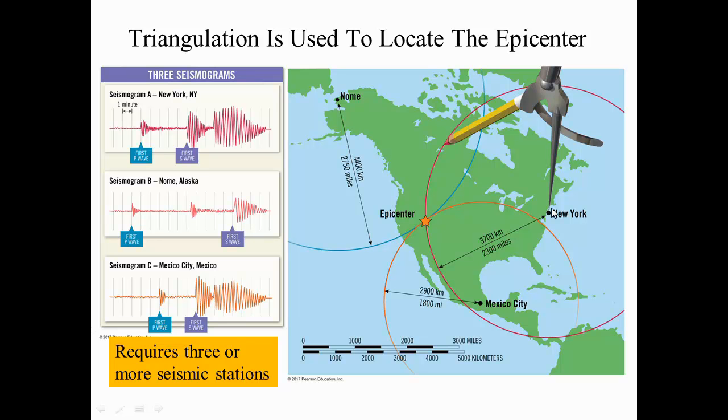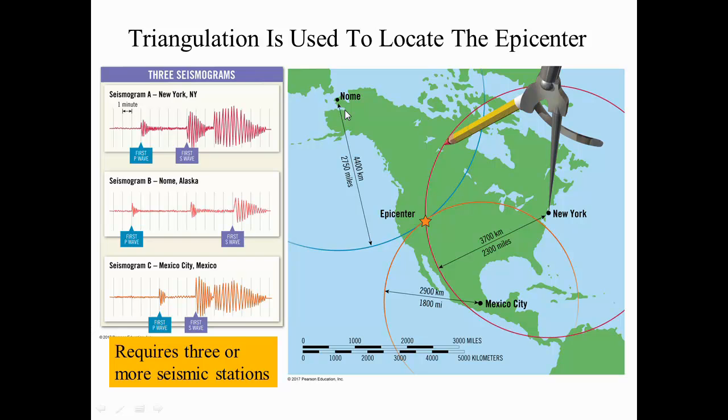So here's New York, and New York is located 3,700 kilometers from the epicenter. So what we do is draw a great circle around New York with a radius of 3,700 kilometers. This tells us that somewhere along that great circle is the epicenter. Now, just looking at New York alone, we can't really determine where the epicenter is, only its distance.